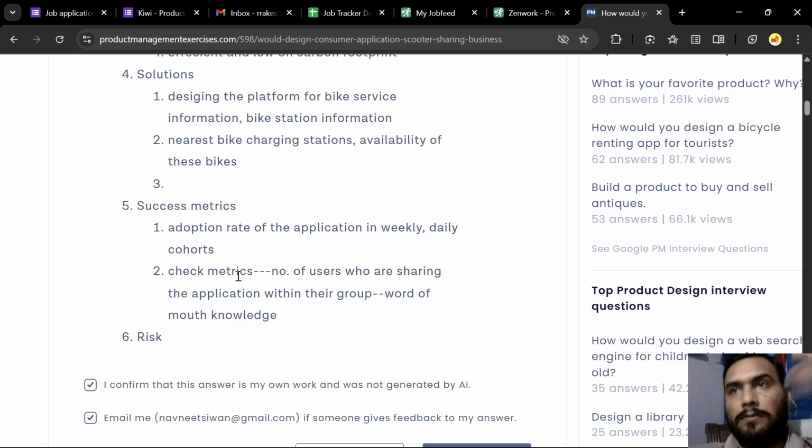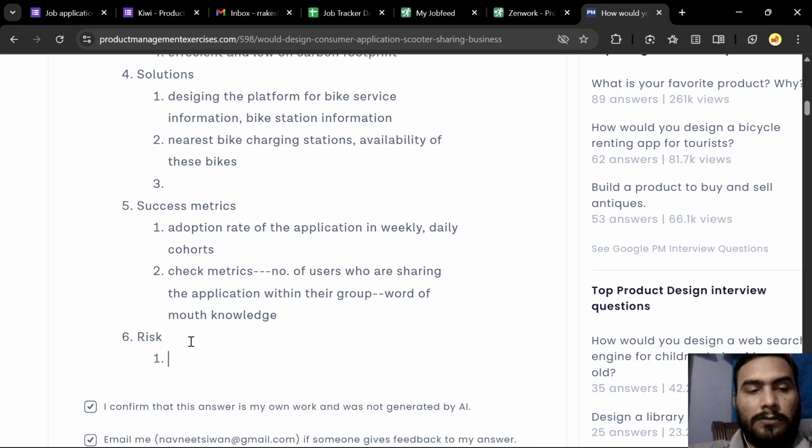Since we are a new company starting to launch in this space, the word of mouth, or the number of people who are sharing our application, gives us a trust factor score: how many users are trusting our platform, and that leads to more downloads or more adoption for our app. So these are the two or three metrics that we will be tracking.